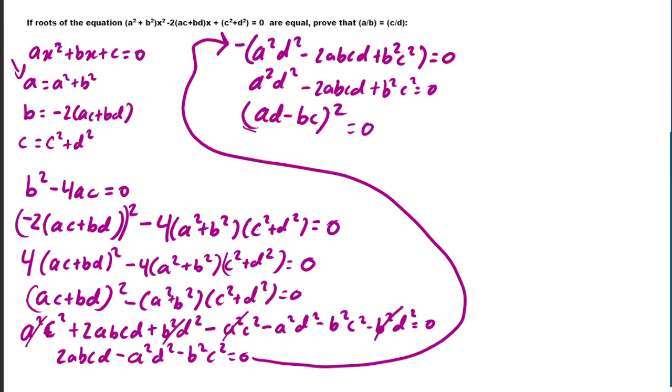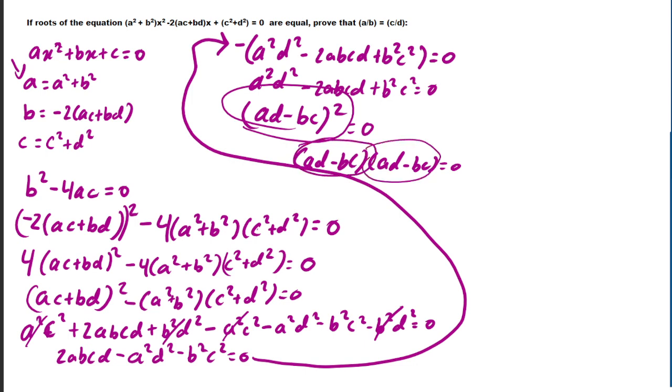Now for this equation to equal 0, this is basically (ad minus bc) times (ad minus bc). So for something to equal 0, one of the multipliers has to equal 0. And since they're the same thing, it's being squared, this has to equal 0, because if not, you're not going to get 0. So from this, we can assume that ad minus bc equals 0.